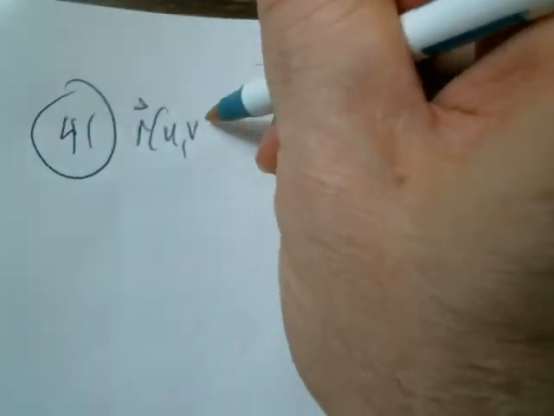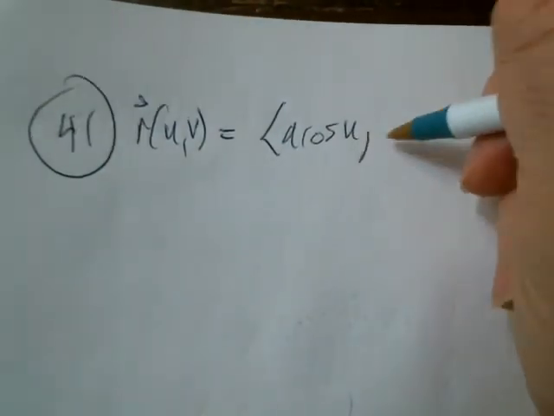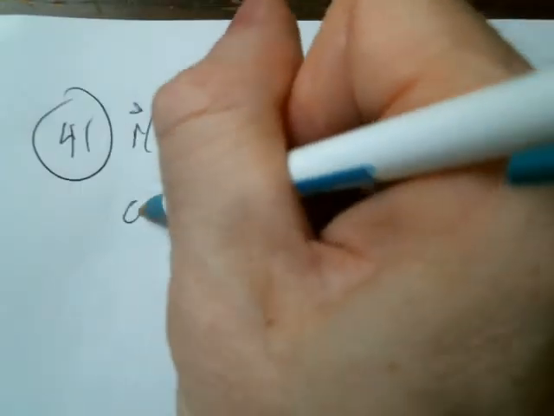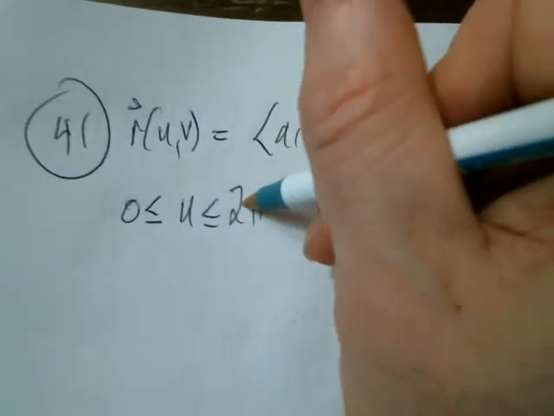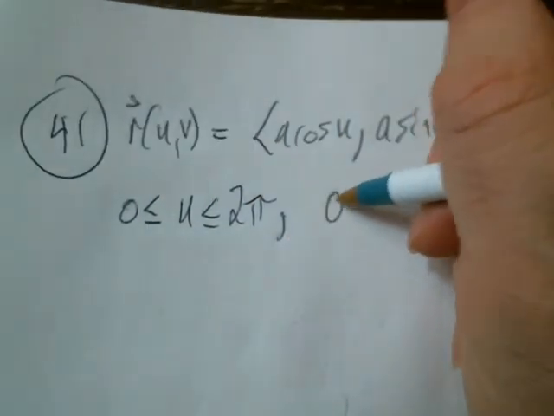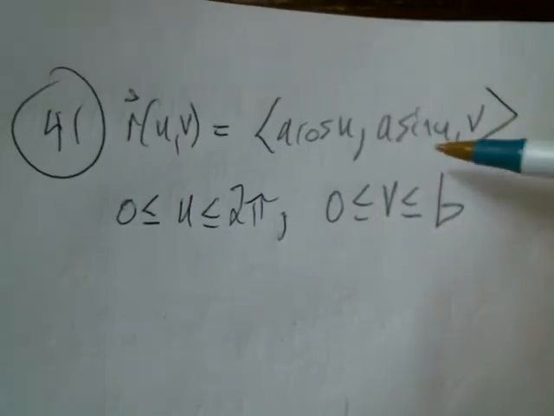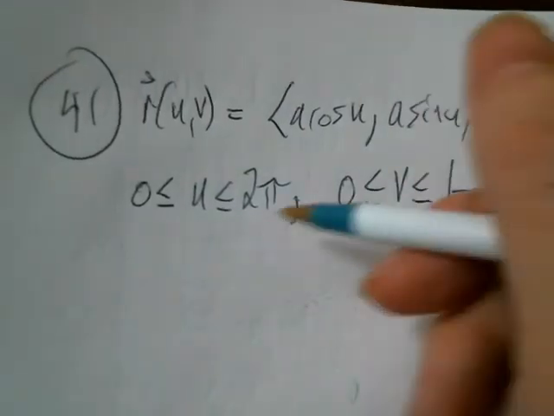So let's look at a problem in the book. This is number 41, and we're given some vector valued equation, r of uv equals a cosine u, a sine u, and then v, and we're restricting the u to be from 0 to 2 pi, and then we're restricting the v to be from 0 to b. Okay, so what is this thing? First off, maybe that's a natural place to start.